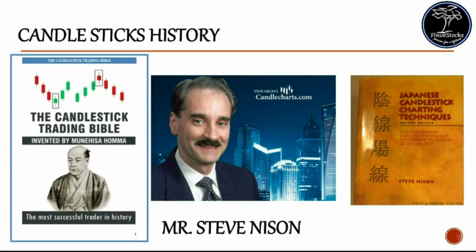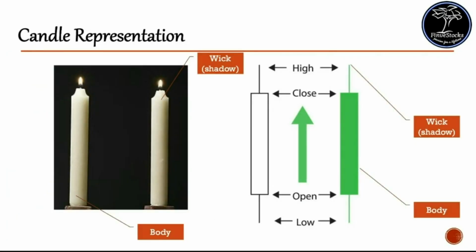They were introduced to the Western world by Steve Nison in his book Japanese Candlestick Charting Techniques, first published in 1991. Candlestick charts use the same price data as bar charts, like open, high, low and close. However, candlestick charts are drawn in a much more visually identifiable way, typically resembling a candlestick with wicks on both ends. The high and low are described as shadows and plotted as a single line.